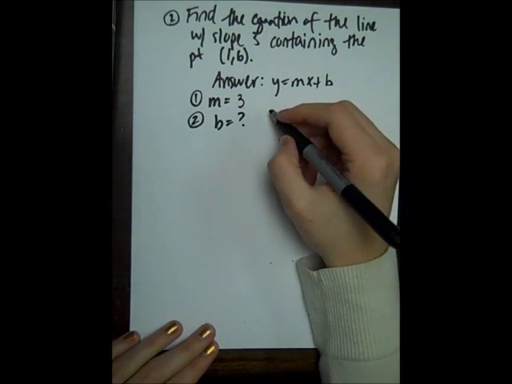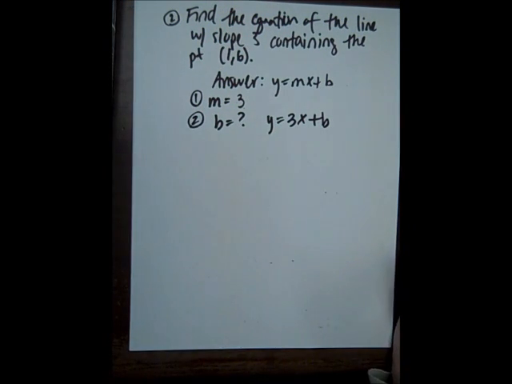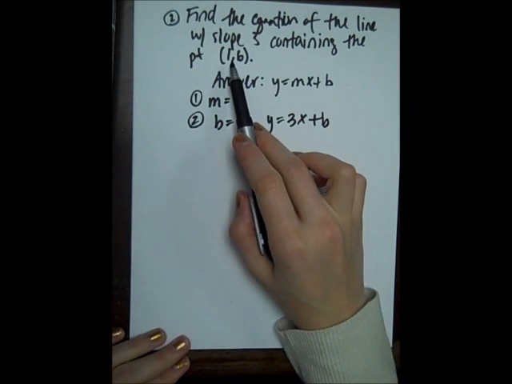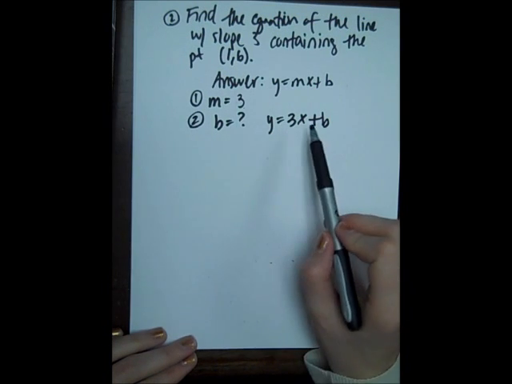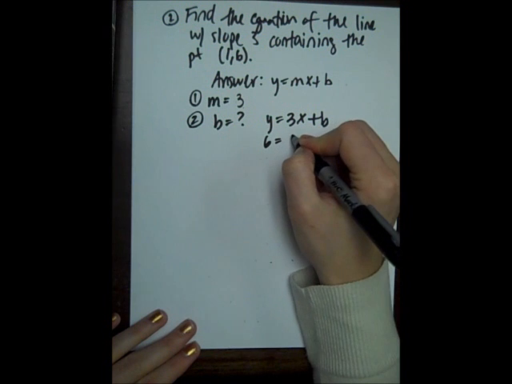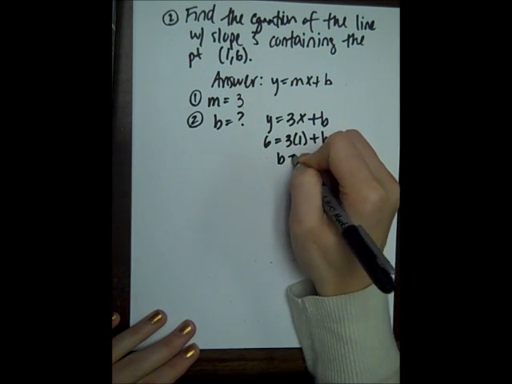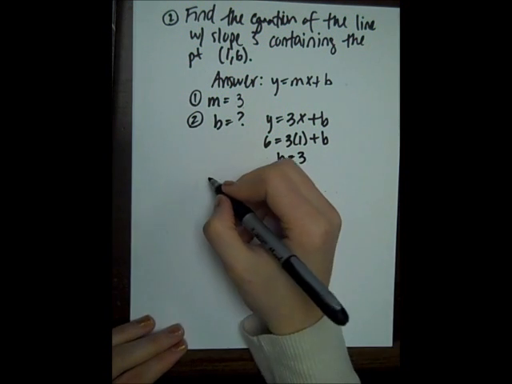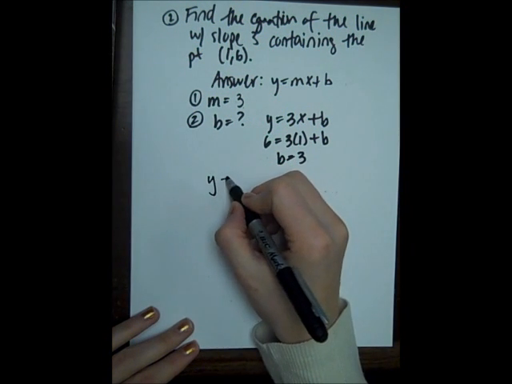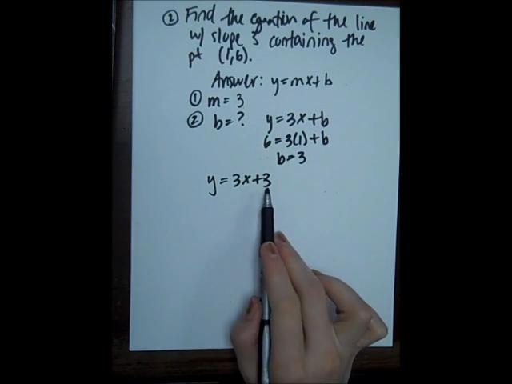So far to this point, we know that the line is y = 3x + b for some b. But we also know that (1, 6) is on this line. That means when x is equal to 1, y better be equal to 6. So we can plug that in. 6 = 3 times 1 + b, and just solve for b. So b is 3. That tells us that the equation of our line is y = 3x + 3, because m was 3 and b was 3.